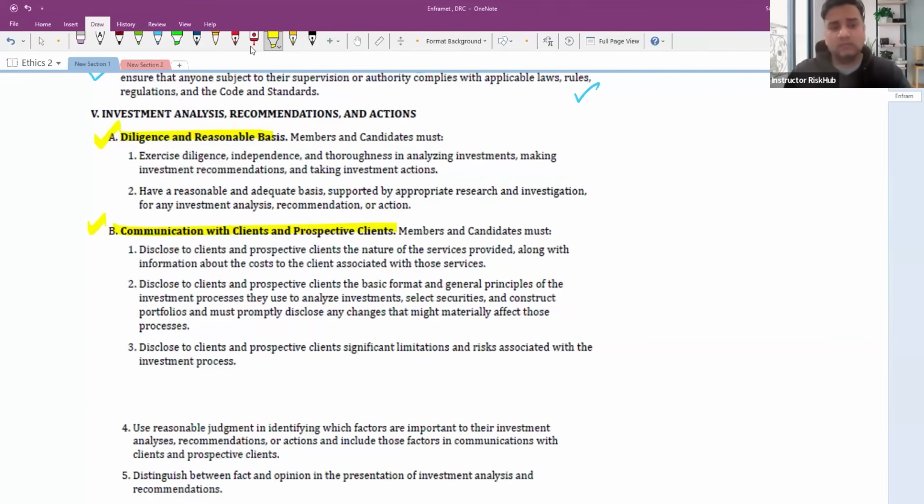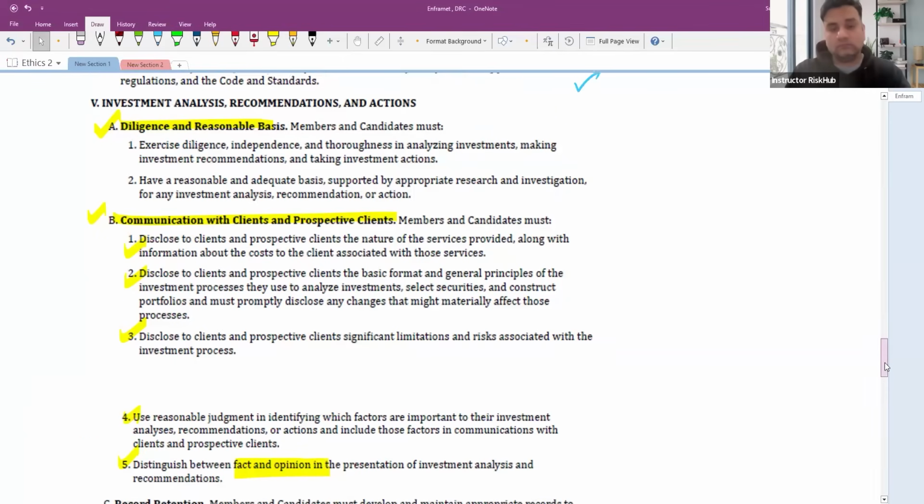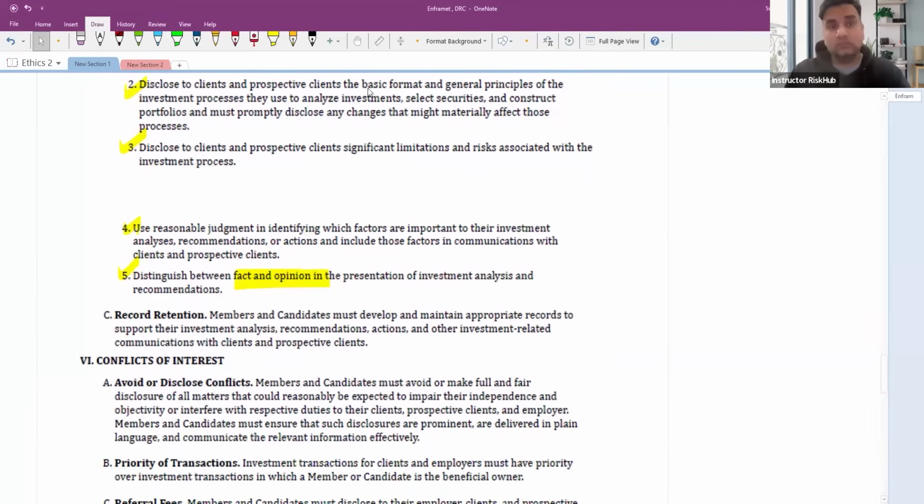The second part is communication with your clients and prospective clients. Basically, members and candidates must disclose the nature of service, your cost, your investment process, your risk and limitation, and a very important thing which is tested in the exam is to distinguish between fact and opinion. This is very testable, guys, in the exam. So all these five points are very important, but facts versus opinion is very, very tricky in the exam. The question will come and it's not easy to get a hang of it if you don't understand this fact versus opinion.